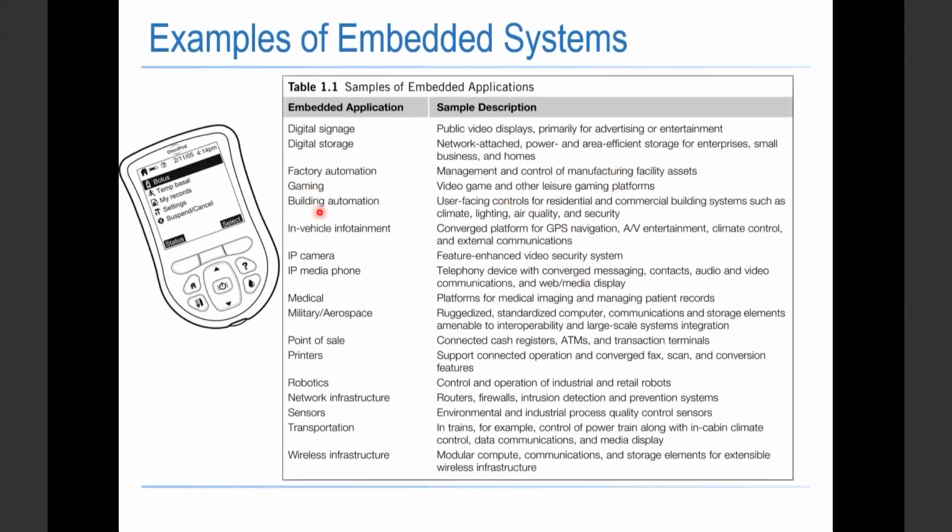And then in the vehicle, there are a lot of embedded systems inside your car, starting with the infotainment system, your braking system, navigation system, and then you have safety systems and all those things. Later we will see more details on that part. And then we have the IP camera. Another application for embedded systems is IP cameras and IP media phones.